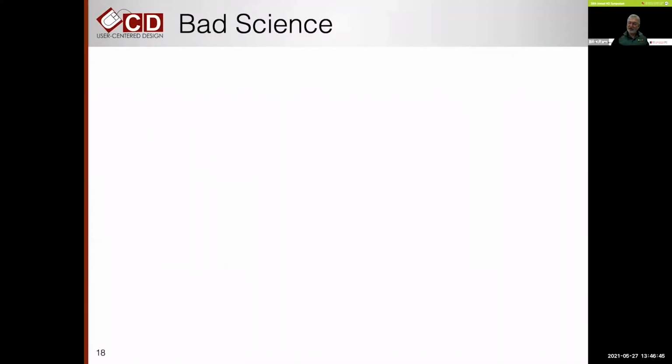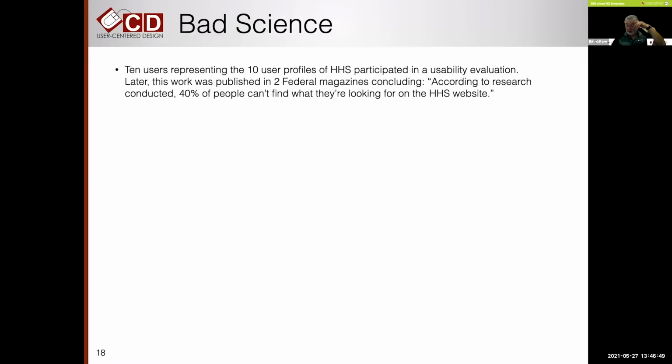The lack of understanding of this has led to some interesting cases. So for instance, there was an evaluation done some years ago. They brought in 10 people to look at an HHS website. Those 10 people were supposed to represent the 10 user audiences. So imagine they had one person representing an entire population of their users. But they published the results and said, the published articles on this said, according to research, 40% of people can't find what they're looking for.